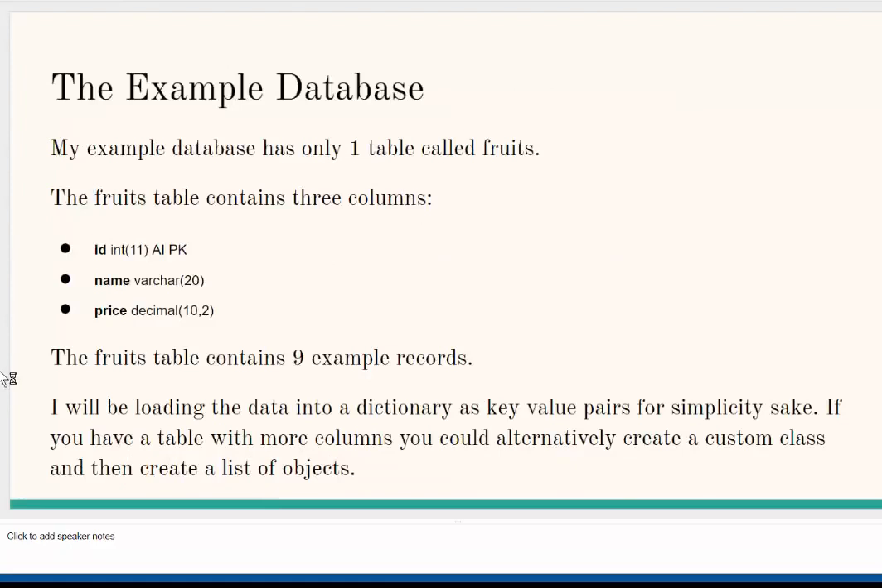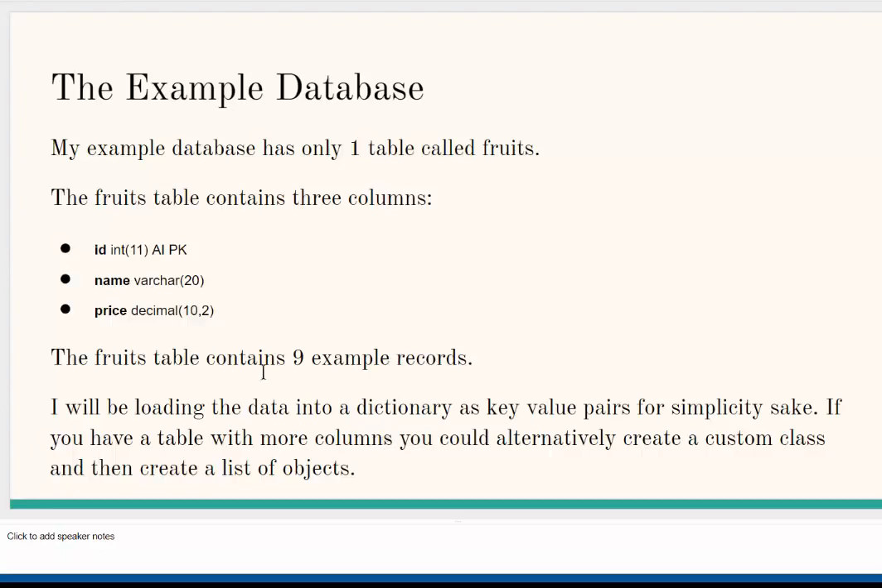Now, just to show you what the example database in this app is going to be covering, it only has one table. We're calling it fruits, and the fruits table contains 3 columns. It has an ID column, which is going to be unique, and it auto increments. It's the primary key. It also has a column called name, and examples of names would be like apple, banana, pear, watermelon. And then it has a price column, which has a decimal type of data. I've loaded in 9 example records. It could be anything really, but just something to display on the screen.